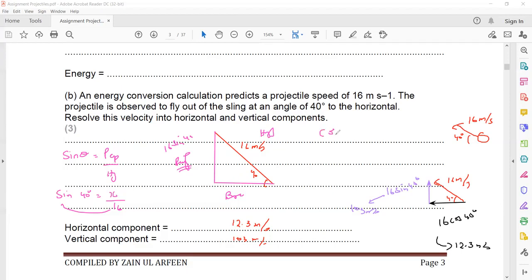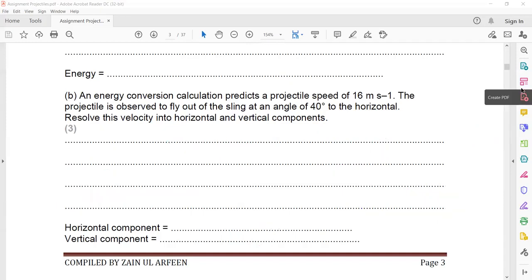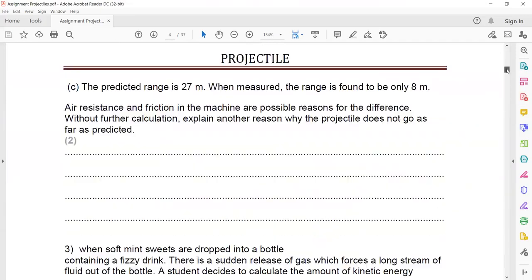And when we use cosine theta, that is base divided by hypotenuse. So base theta is 40, base is unknown y, and hypotenuse is 16, so it will be multiplied. That's why it is 16 cos 40. Is it clear? So when the angle with horizontal is given, always the horizontal component is with cosine and the vertical component is with sine. Okay.